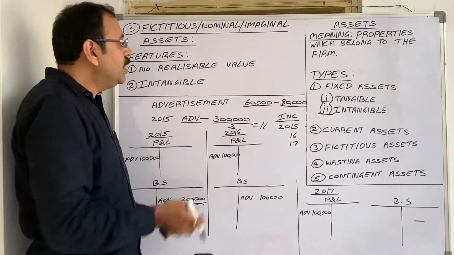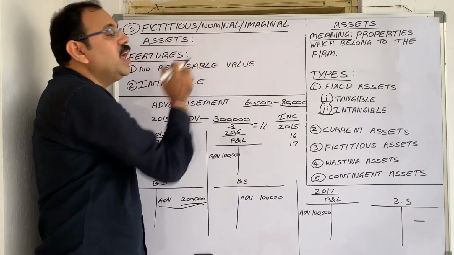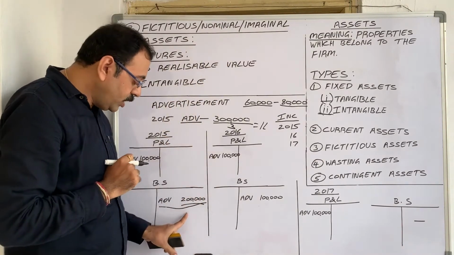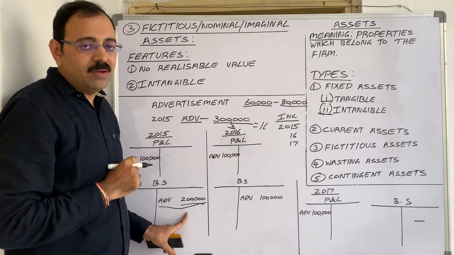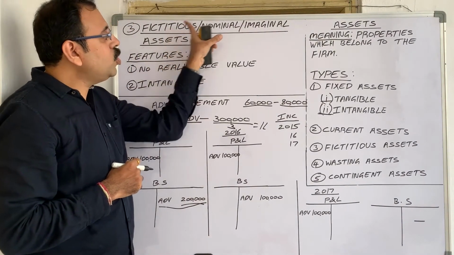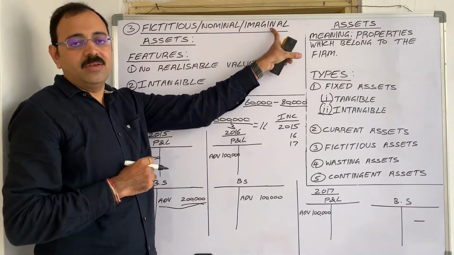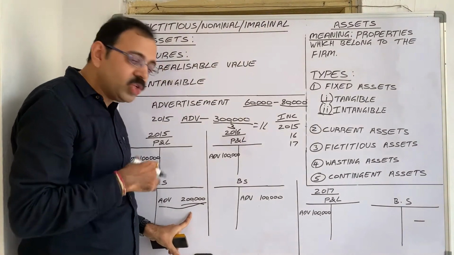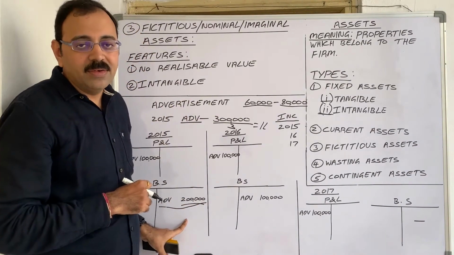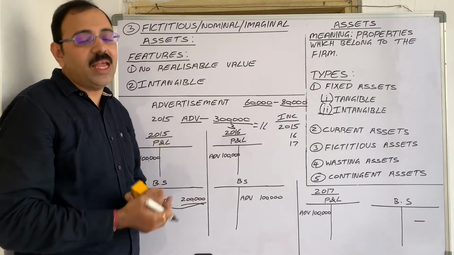That is why this asset is known as a nominal asset. It means only for namesake we are showing it on the asset side. Really it is not an asset. This asset is also known as an imaginary asset, because actually it is not an asset even though we are writing it on the asset side. So it is an imaginary asset to us.